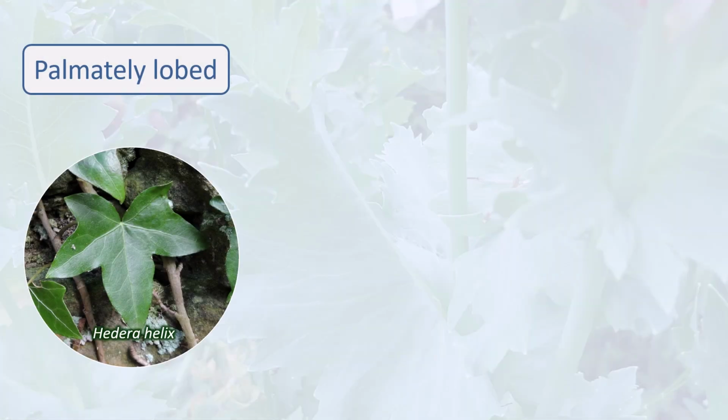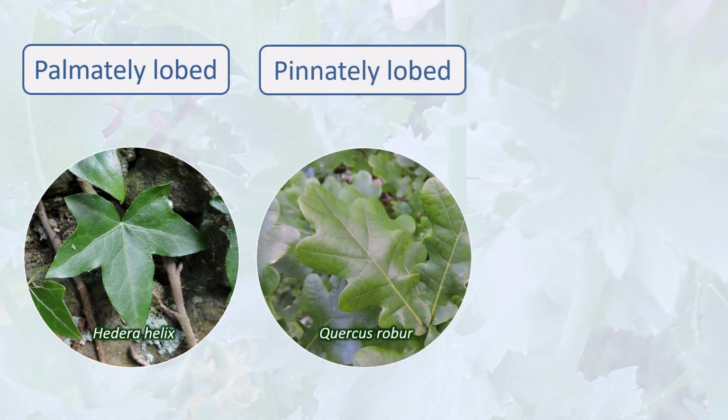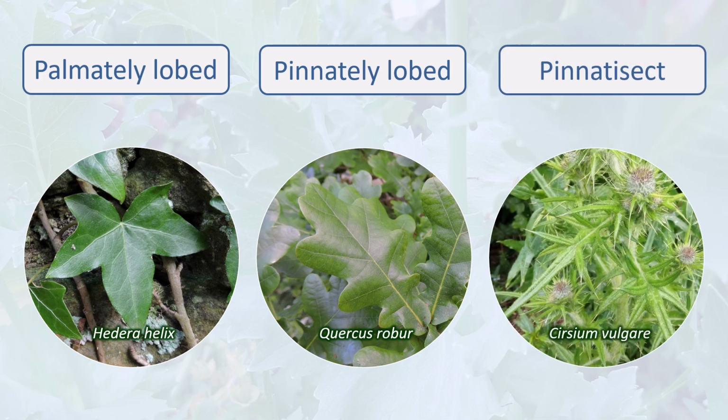In palmately lobed leaves, the lobes radiate from the leaf base. In pinnately lobed leaves, the lobes are arranged on either side of the midrib. Pinnatifid leaves are deeply pinnately lobed, and pinnatisect leaves are indented almost down to the midrib, so they look quite like compound pinnate leaves, but they aren't actually divided all the way to the midrib.